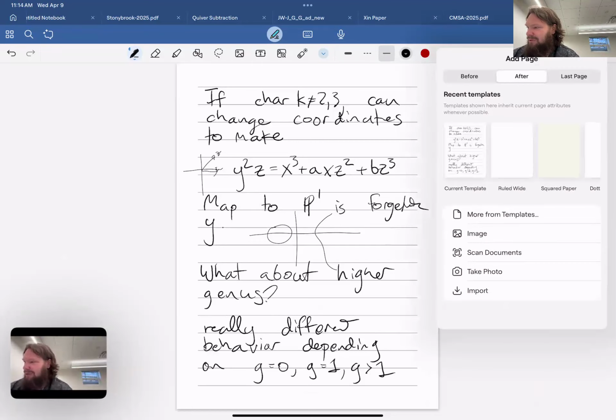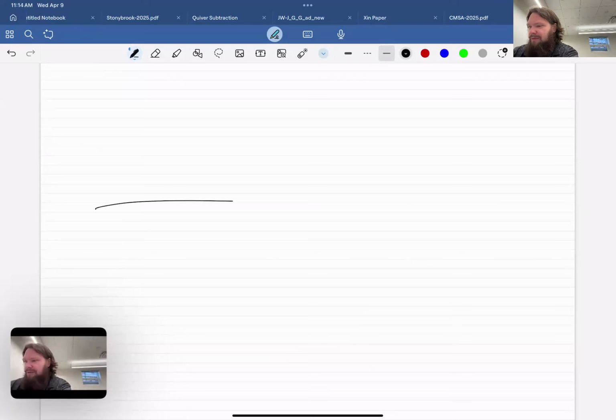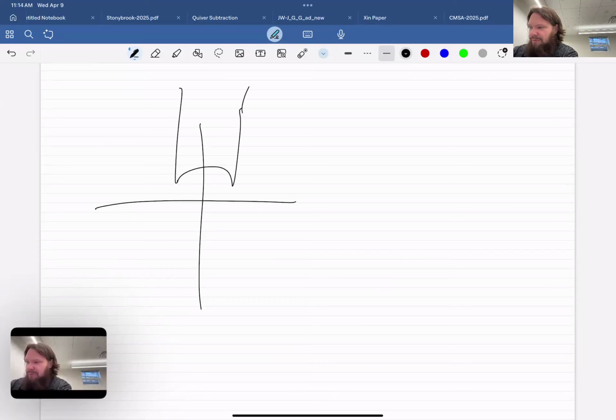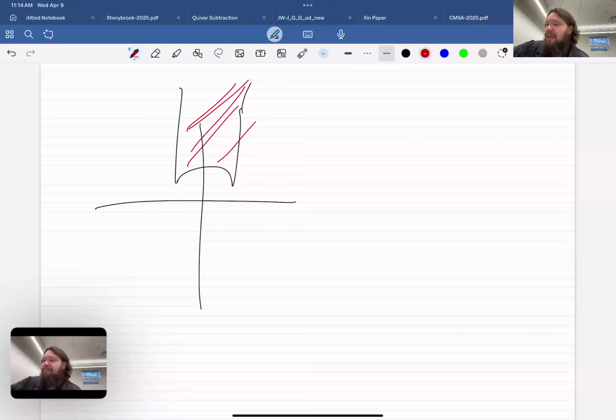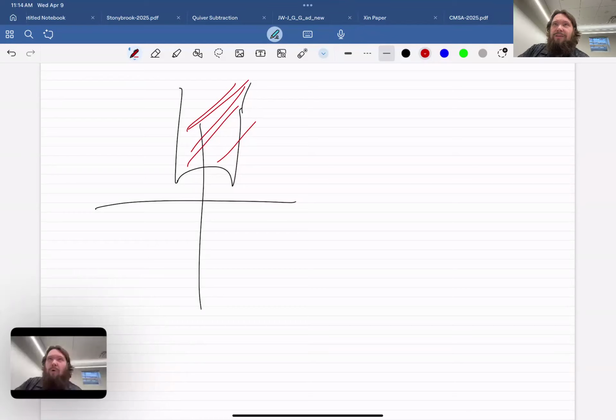Let me make a new page. So, right, there's this picture you might have seen where you have a domain like this. That's a fundamental domain for the action of SL2Z. And you can think about the points in the quotient by SL2Z as indexing elliptic curves, and the modular functions are sections of line bundles on that quotient.